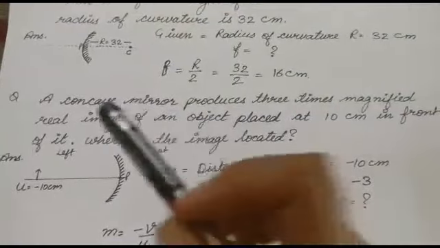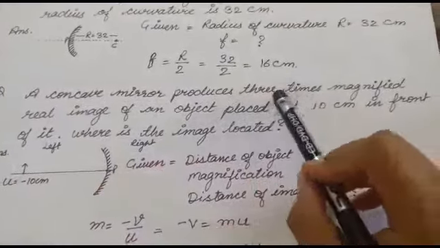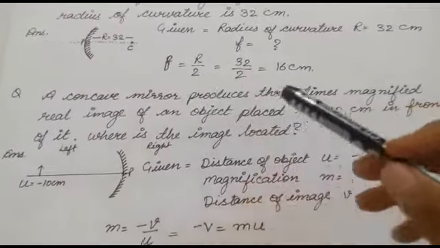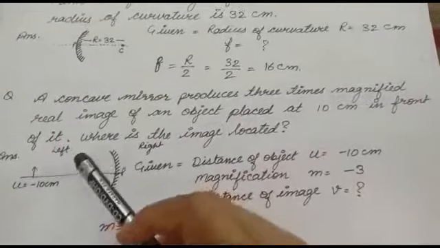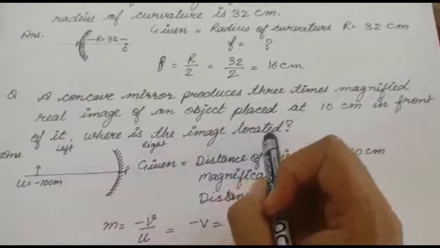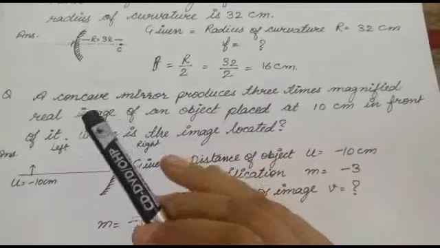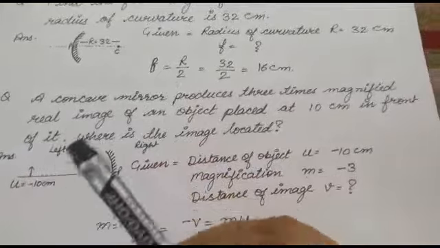So the next question: a concave mirror produces 3 times magnified real image of an object placed at 10 centimeter in front of it. Where is the image located? Now, every time just go through the question twice to understand it in a better way. So, I am reading it once more.